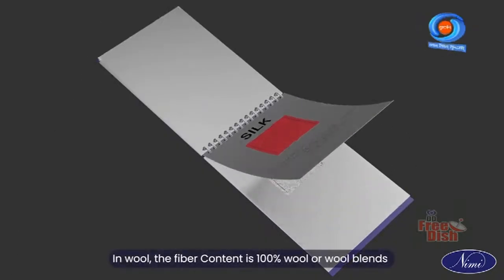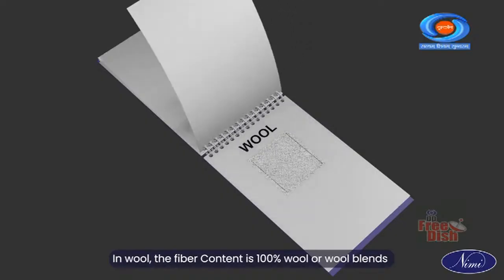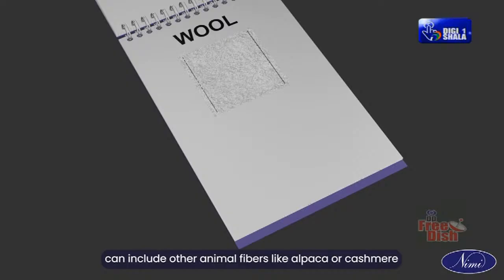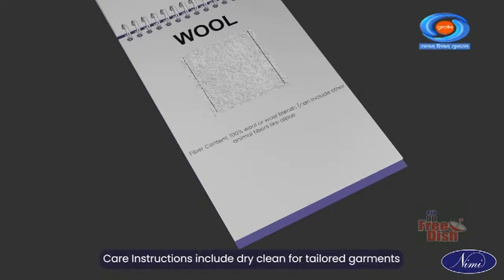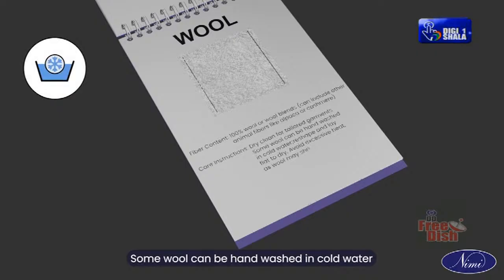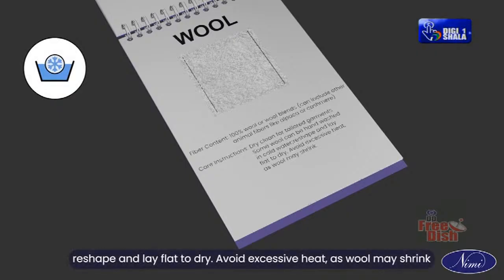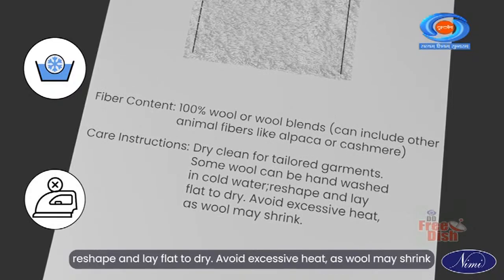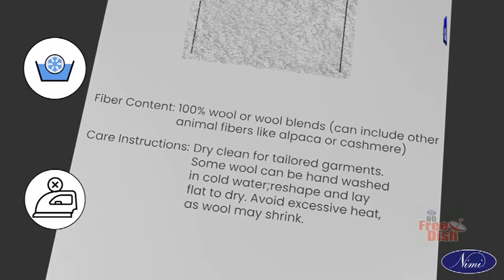In wool, the fiber content is 100% wool or wool blends. Can include other animal fibers like alpaca or cashmere. Care instructions include dry clean for tailored garments. Some wool can be hand washed in cold water. Reshape and lay flat to dry. Avoid excessive heat as wool may shrink.